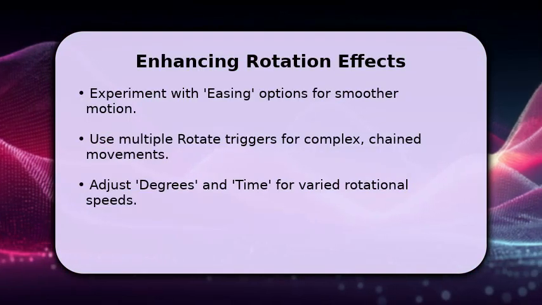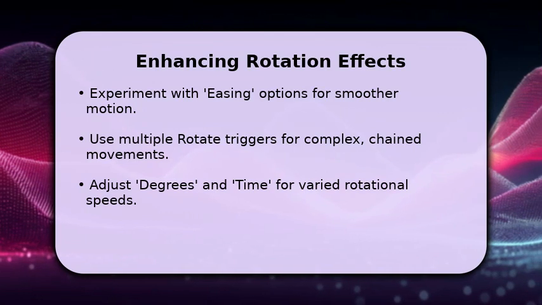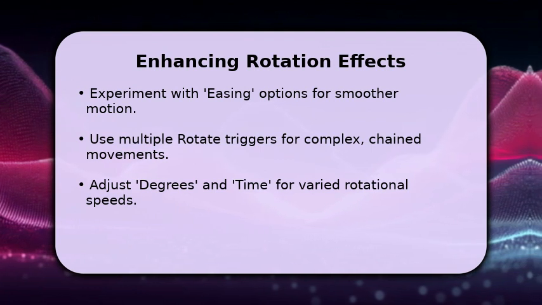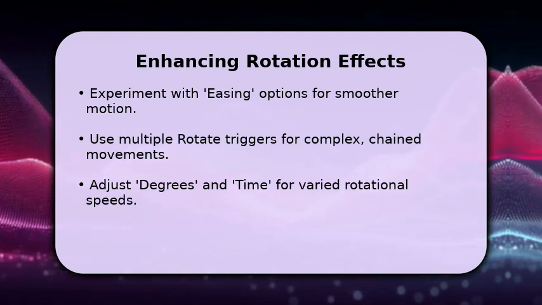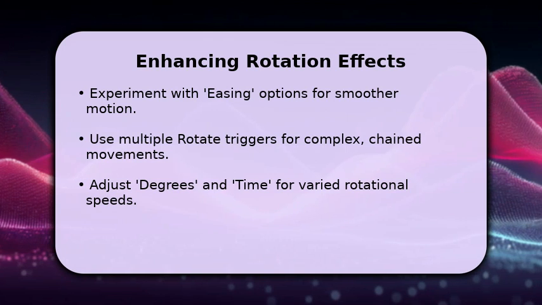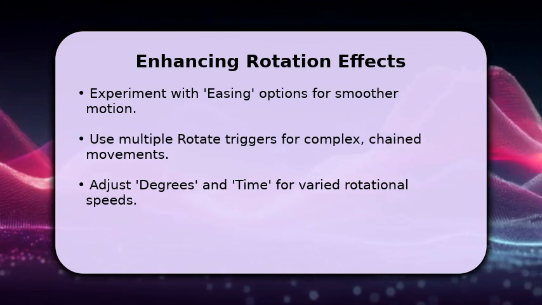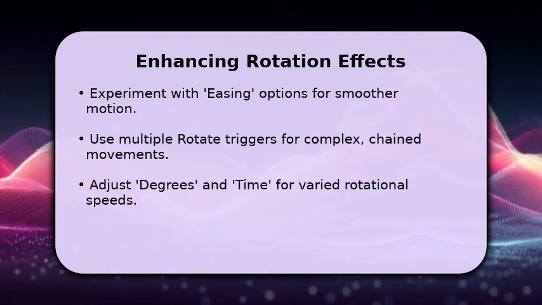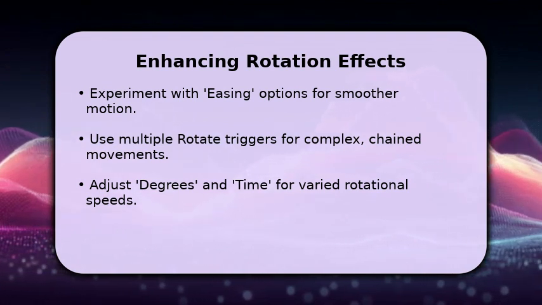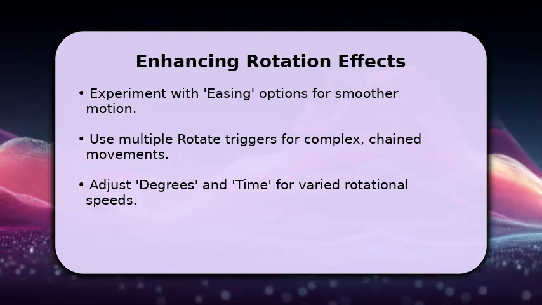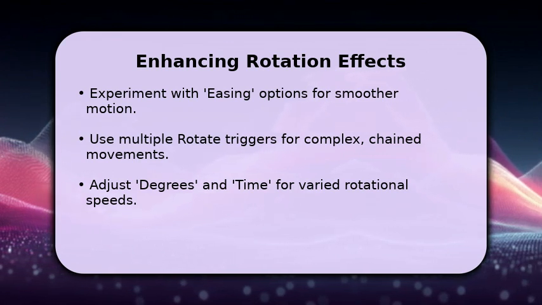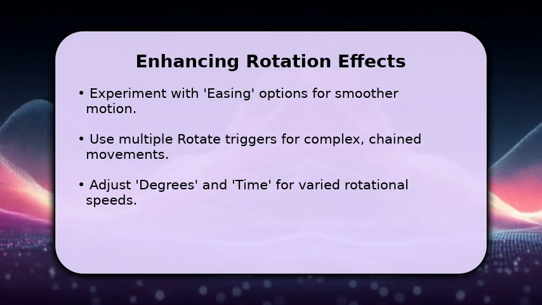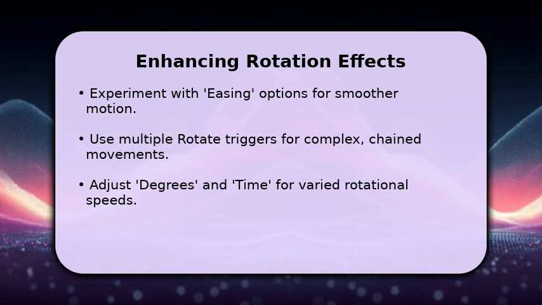To elevate your rotation effects, explore the easing options within the Rotate trigger. Easing can make the rotation start or end smoothly, adding a professional touch. Consider using multiple Rotate triggers with different settings to create intricate, multi-stage rotations. For instance, one trigger could rotate blocks 90 degrees, followed by another rotating them 180 degrees. Don't hesitate to experiment with various degrees and time values to achieve unique and engaging block movements in your levels.